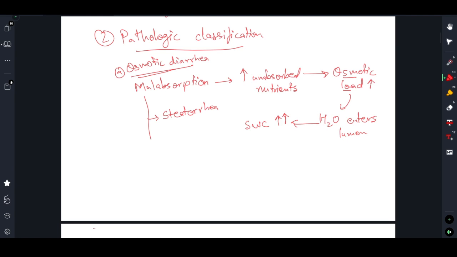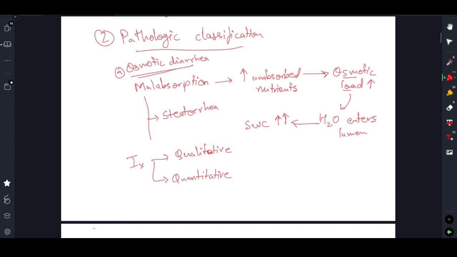So this was a basic discussion on osmotic diarrhea. Now we will move to the investigations in osmotic diarrhea. So the investigations can either be qualitative, wherein you will be detecting the stool fat, right? Or it can be quantitative, wherein we will actually be measuring the stool fat.